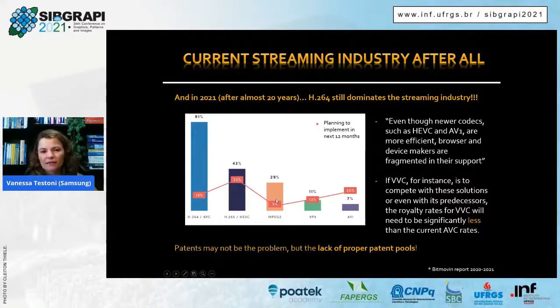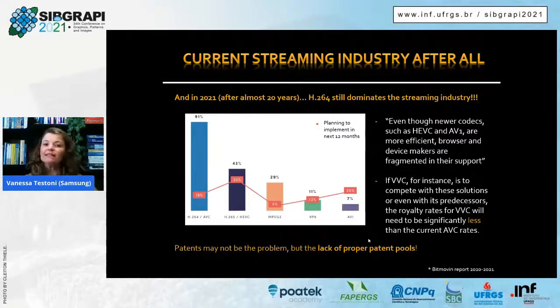This is a survey from last year, and they asked companies what they were planning to adopt for the next year. So they said, okay, we are planning to adopt AV1 and even HEVC, but HEVC is still the dominant technology. And the reason is, of course, the lack of proper patent pools, but also because these new technologies are more beneficial, for instance, for high resolution content like 8K, and 8K is not believed to be soon for everybody, and also because people are consuming a lot of video on smartphones. So for smartphones, you don't need to go to those higher resolutions, and HEVC is just good enough, right?